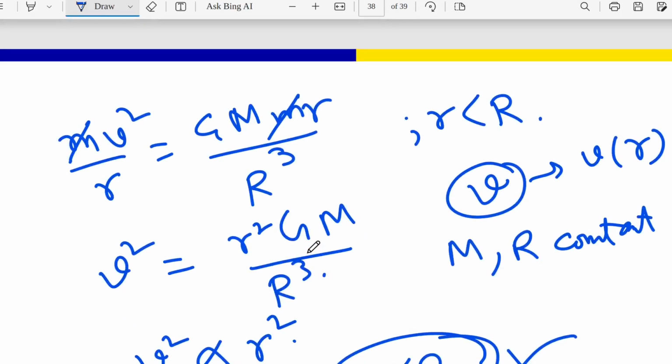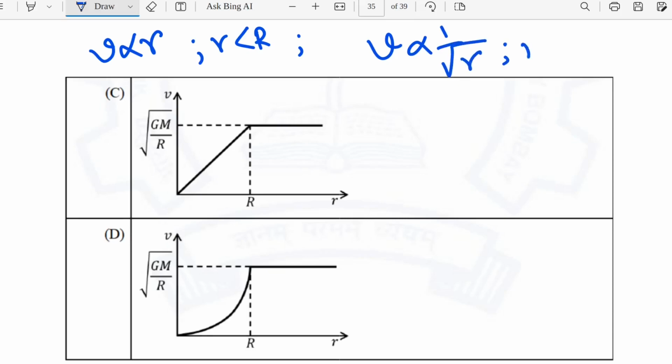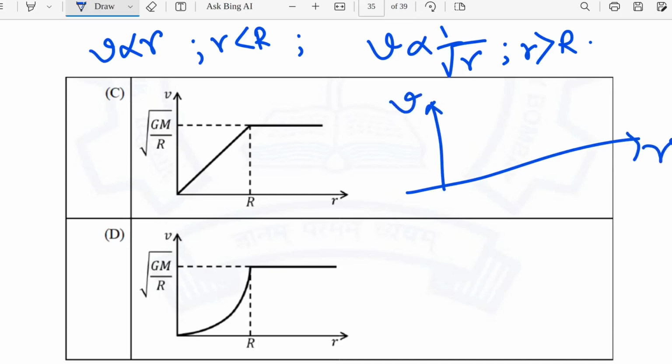Now we can summarize these two as: v is proportional to r when r is less than R, and v is proportional to 1 by root r when small r is greater than R. These two conditions we got from the knowledge of this question. Now we have to plot these two. Now you can see simply, if I just write here, r is there and v is there. So let me tell you, this is, let's say, r equals to R.